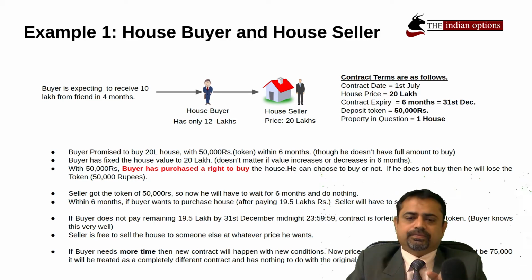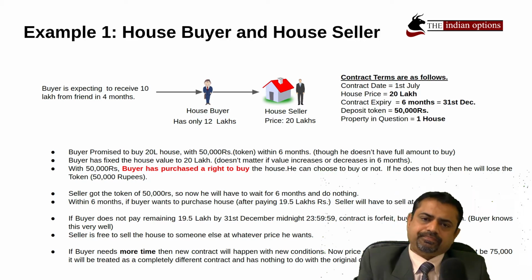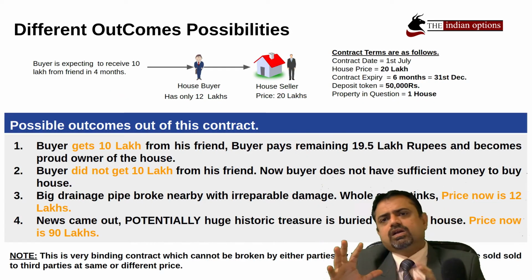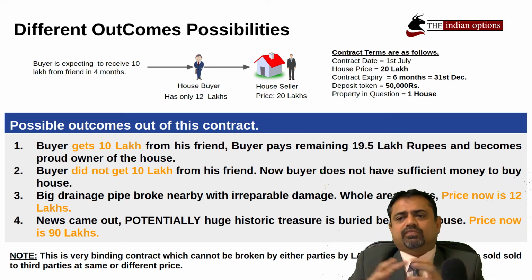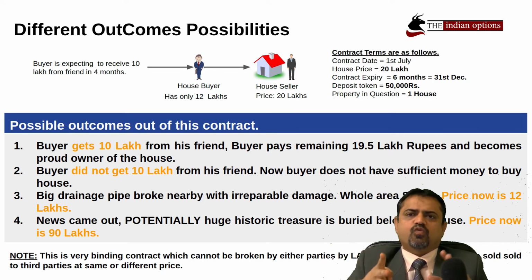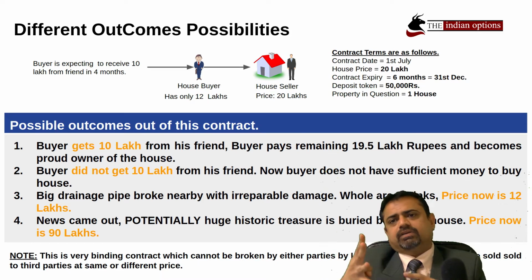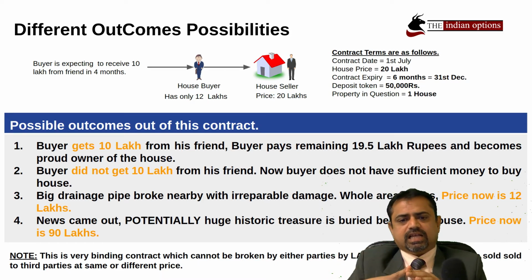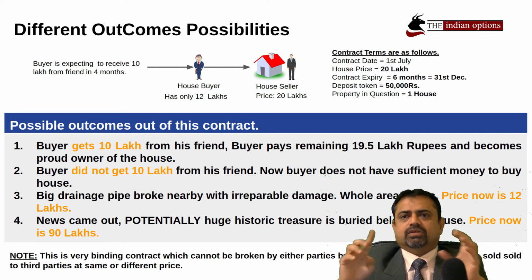Okay, so that's how the contract is done. Now, what are the different possible outcomes of this? There are actually 4 possible outcomes that can happen. First, the buyer gets 10 lakh from his friend and he pays 19.5 lakhs to this guy and he becomes the proud owner of the house.